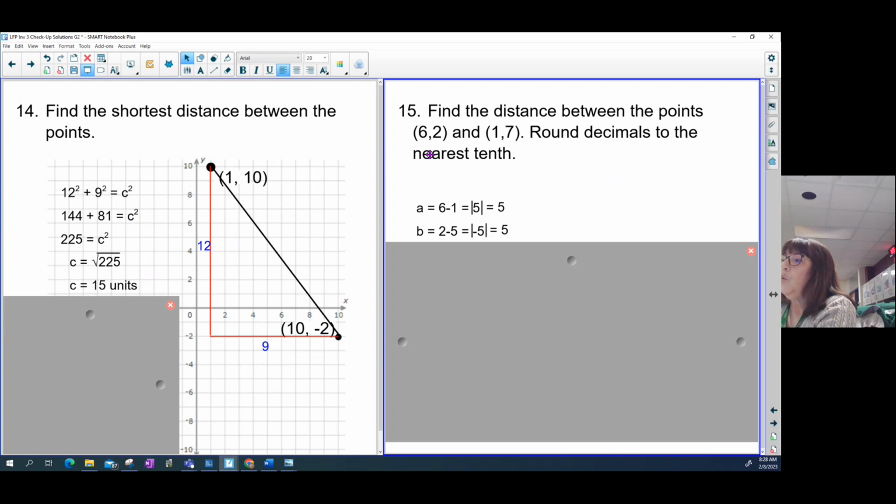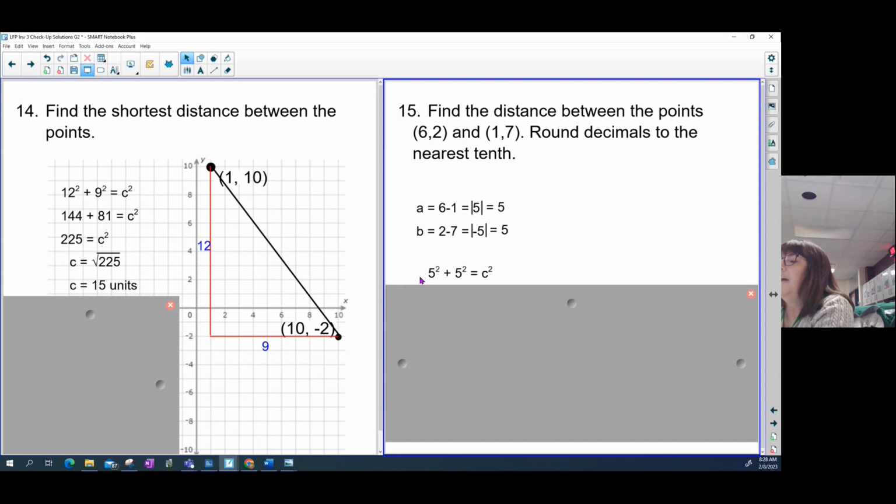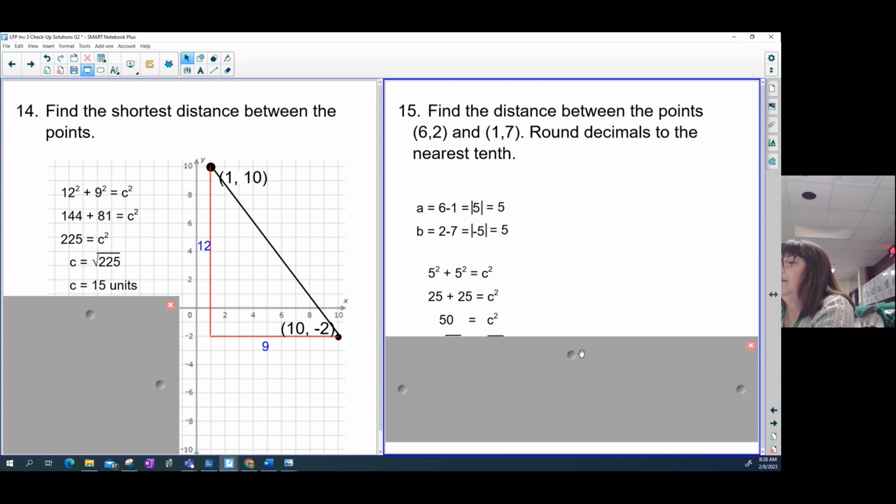But B, we're going from 2 to 7 on my y coordinate. So 2 minus 7, that's not 5, that's... 2 minus 7 is -5. And the absolute value of -5 is also +5. So we have 5 squared plus 5 squared is equal to c squared. 25 plus 25 is c squared. 50 is c squared. And again, take the square root of both sides.